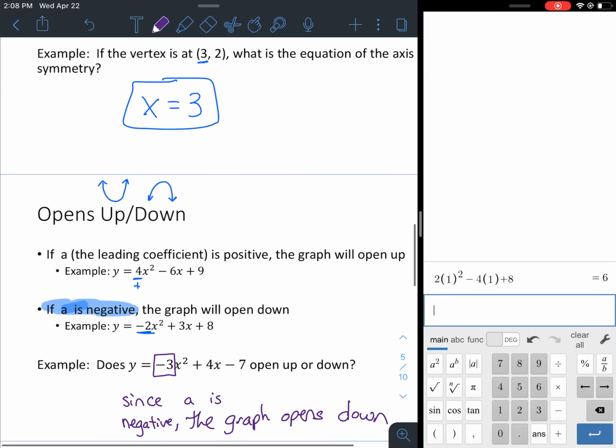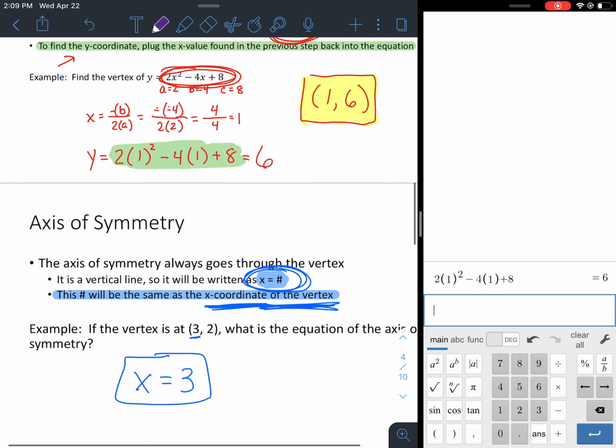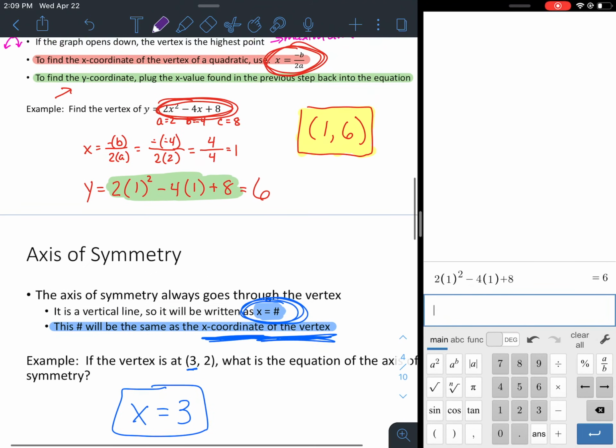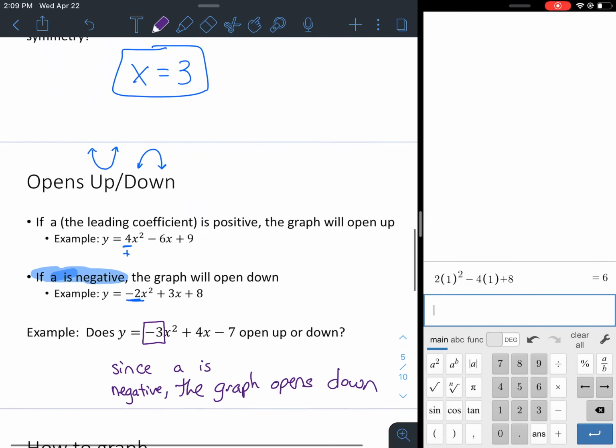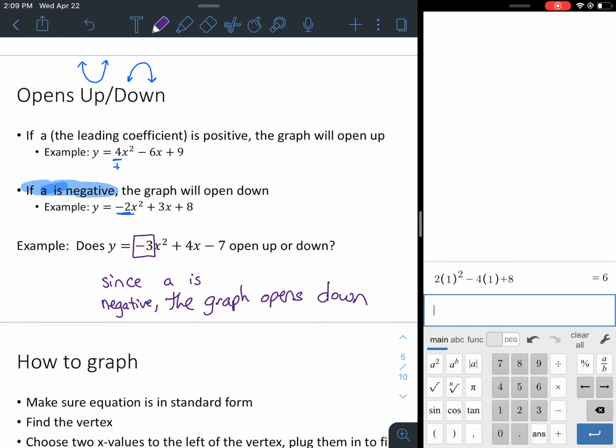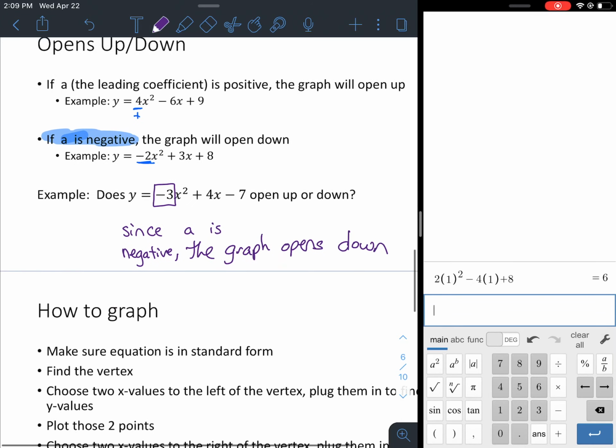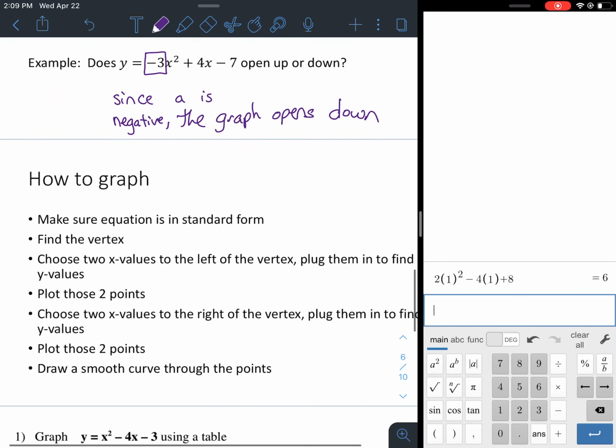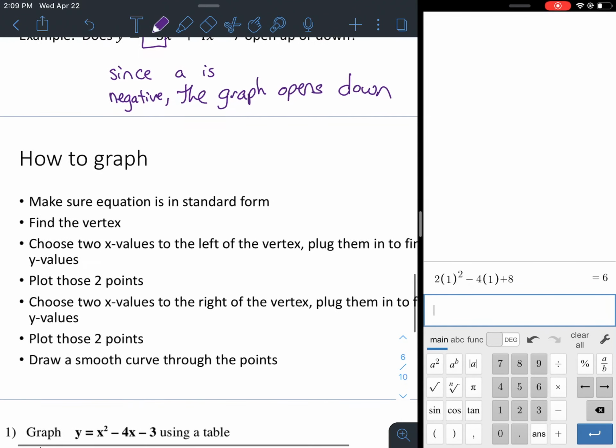Okay, so a lot of good important stuff here that leads us into how do we actually graph. We find the vertex, axis of symmetry. Should my graph be opening up or down? Okay, what are the actual steps to graphing? First and foremost, we want to make sure that the graph is in standard form. y equals ax squared plus bx plus c. If it's not in standard form, we can't graph it yet.